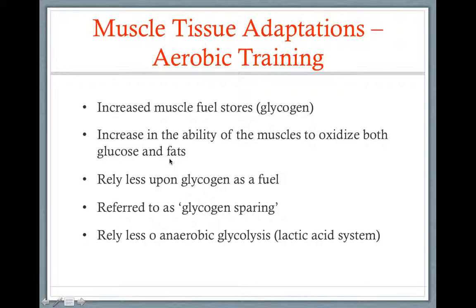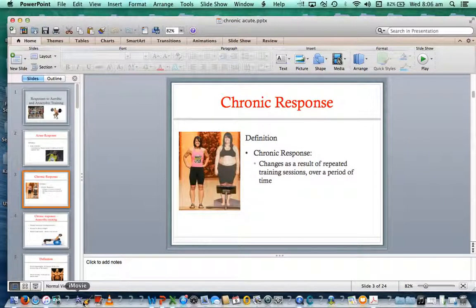Burning fats as a fuel source is a good thing. If we can burn fats as a fuel source, that means we rely less on glycogen. Ideally, our body wants to burn fats, and if we can do that, we rely less on glycogen, we burn fats, and then we can what they term glycogen spare, where we spare our glycogen for probably the last, if you like, 800 metres where we can sprint home. So glycogen sparing can come about as a result of burning fats.